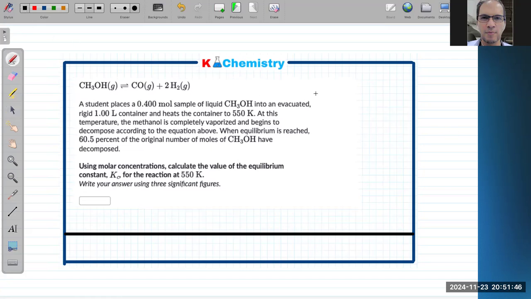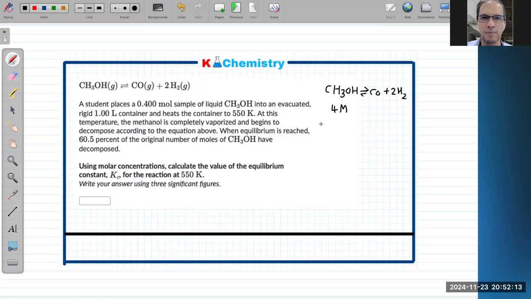I don't know any numbers, Mr. Lewin. Let's write the equation and hope for the best. This is CH3OH gives us CO plus 2H2. You started with 4 moles of this one, and luckily it is 1 liter, so we can say directly it is 4 molar.